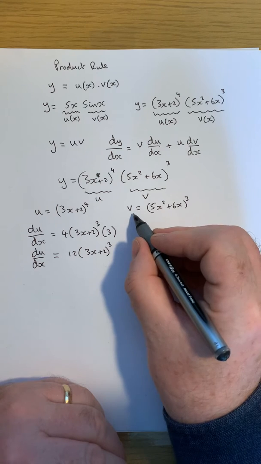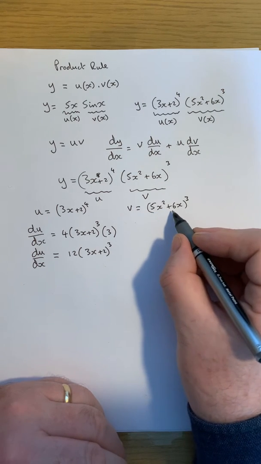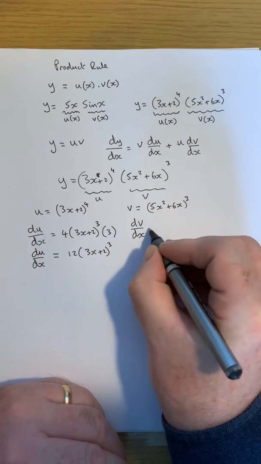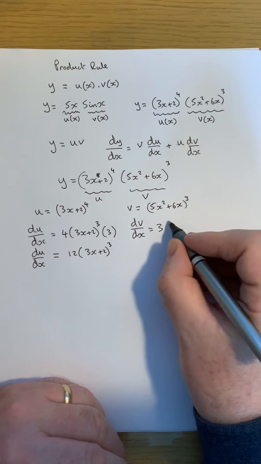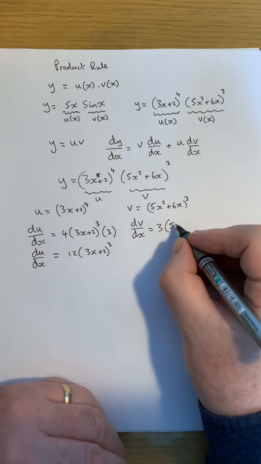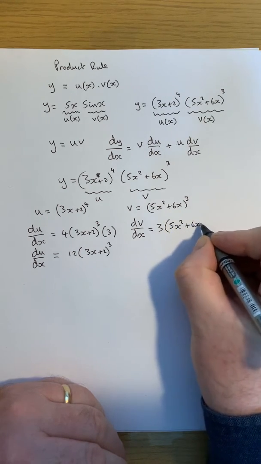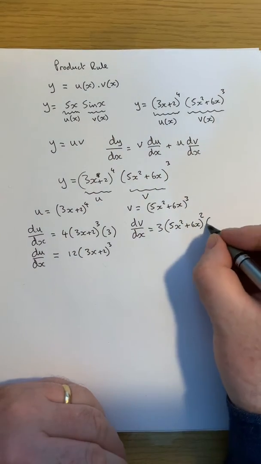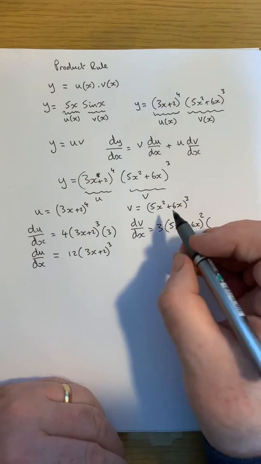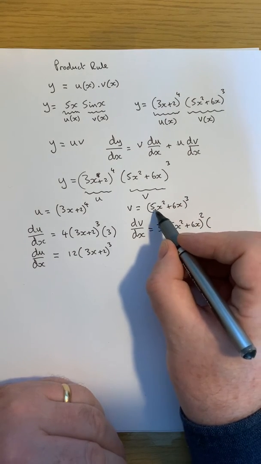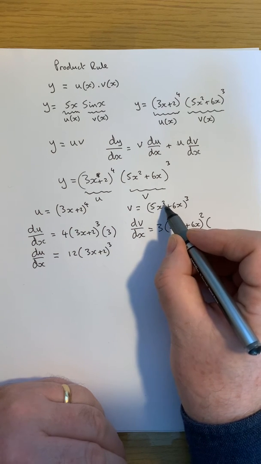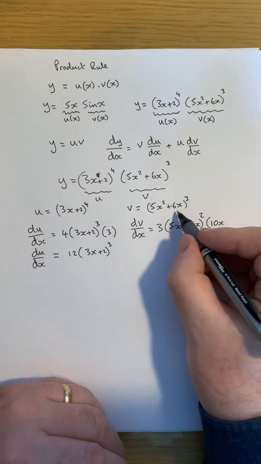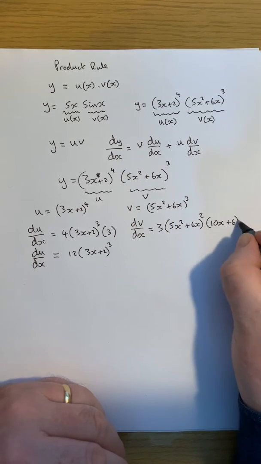Similarly, we now look at v. v equals (5x squared plus 6x) all to the power of 3. So dv by dx equals, so I take the 3, write it down. I'll write down the contents of the brackets, 5x squared plus 6x, and I reduce the power by 1, so 3 goes to a 2. And now we look inside the original brackets, and we differentiate the contents. So I now differentiate 5x squared. That becomes 5 times 2 is 10x. Differentiate 6x, that just becomes 6.